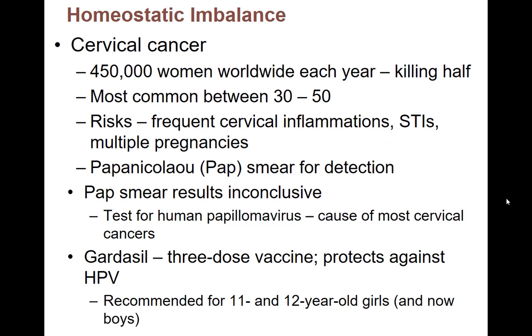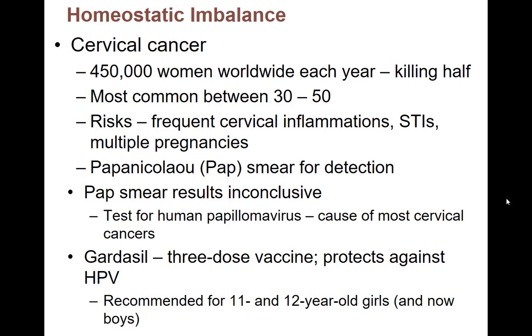Now, the things that can happen with the cervix. Cervical cancer. 450,000 women worldwide every year get cervical cancer, and it's a deadly one. About half of them die because of it. It's most commonly diagnosed between the ages of 30 and 50. If you've made it to 50 and you haven't had cervical cancer, your chances actually go down. Normally with cancers, as you get older and older, all chances go up.